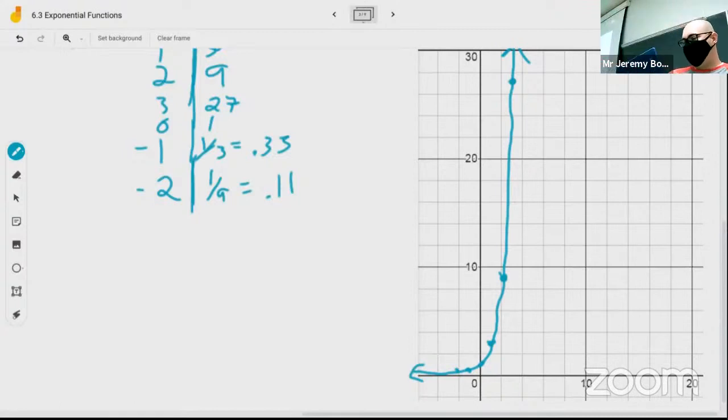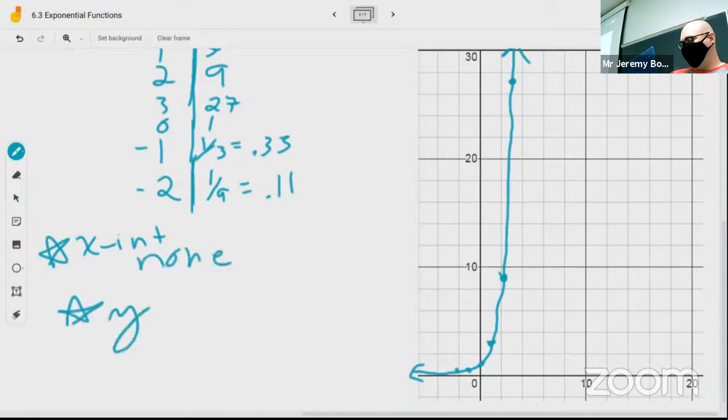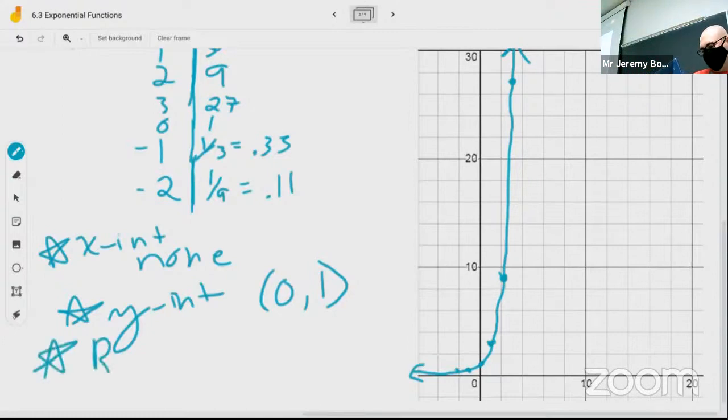All right, so from there, what's our x-intercept? There's none, right? So there's none for x-intercept. What's the y-intercept? That's going to be our initial value for this one. That's going to be 0, 1. Or just y is equal to 1. Either way.